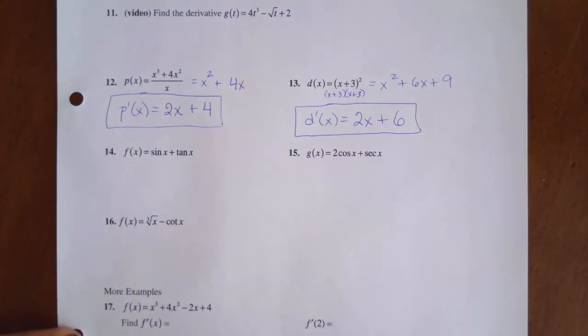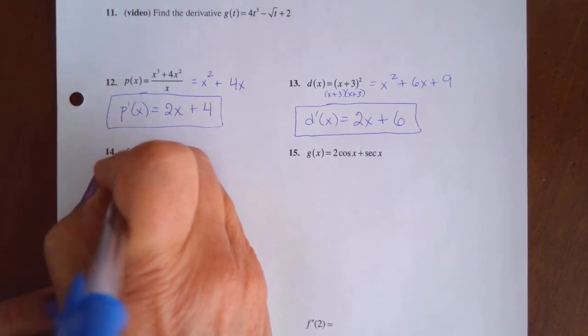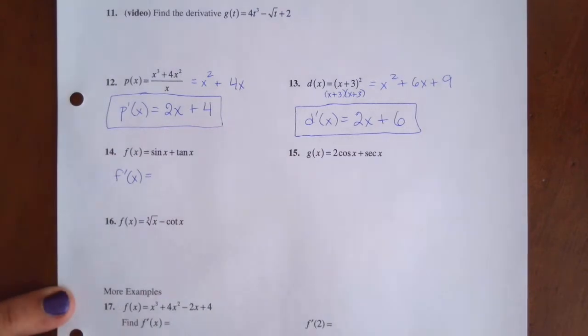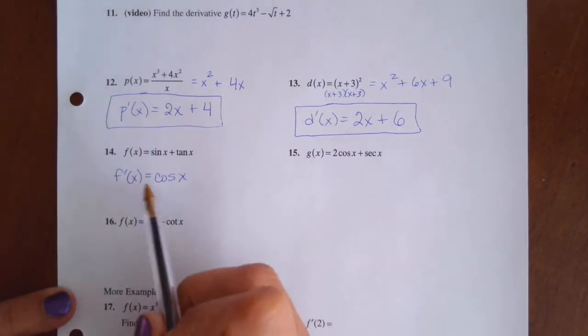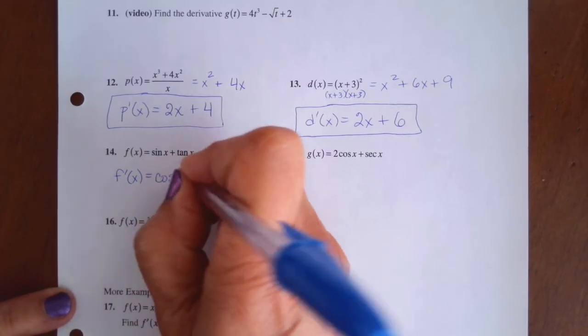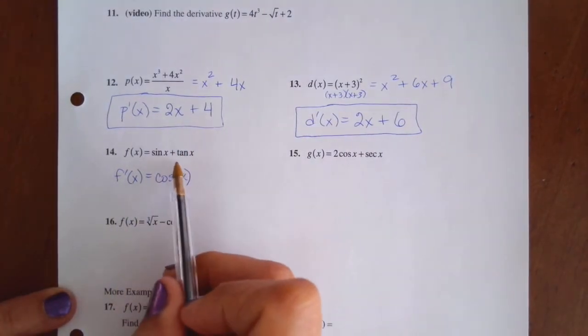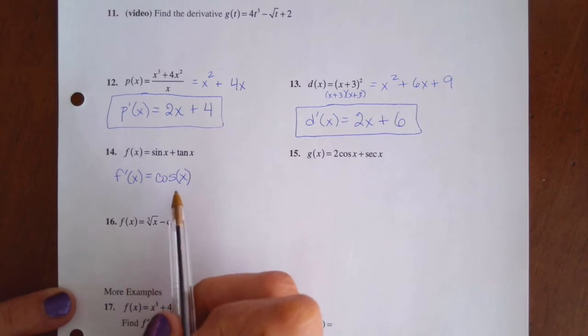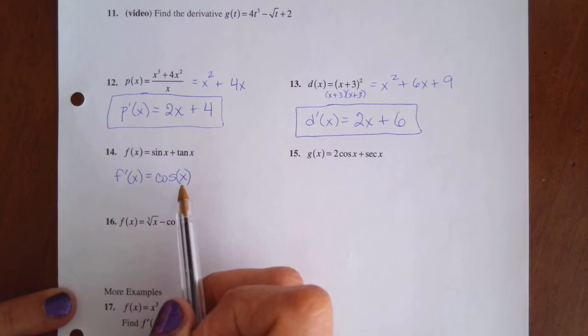Okay, 14 are just trig functions, so you just need to know the rules. Nothing special here. The derivative of the sine of x is the cosine of x. And by the way, when you put these in WebWorK, all arguments, that's the variable, have to be in parentheses. So we write it this way on paper, but in WebWorK, you must put parentheses around your variable terms, otherwise it won't know what to do with it.